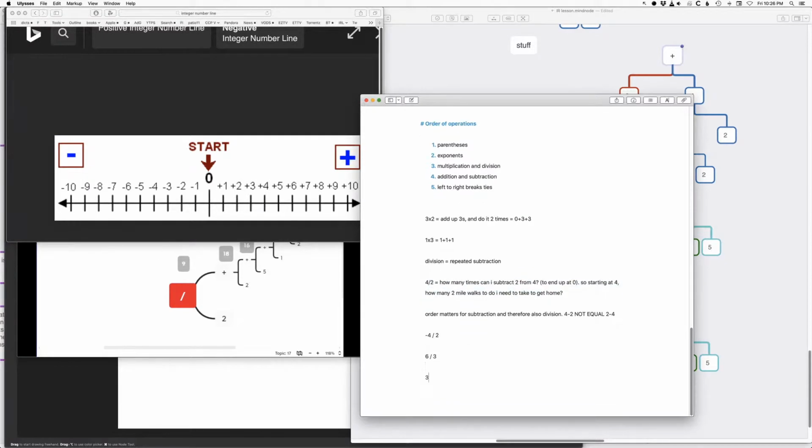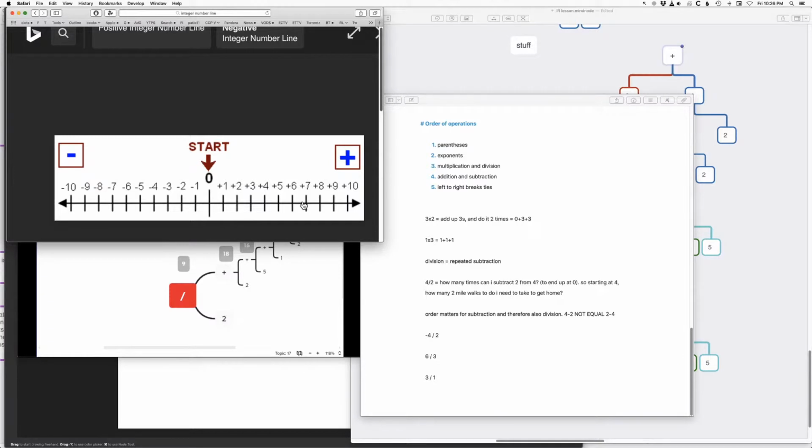Let's do one more of them. 3 divided by 1. What do we do? So that would be 3 ones. Like 3 minus 1 minus 1 minus 1. It would be like 3 walks. You go to the negative 3 times for 1.